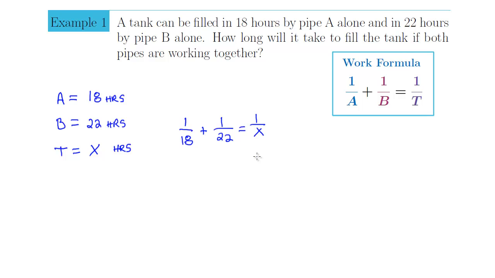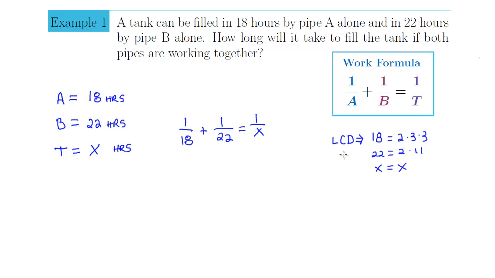Well, let's recall. The first thing we need to do is to identify our LCD. So off to the side here, let's figure out what the LCD would be for this problem. The least common denominator is the smallest number in which 18, 22, and X all divide into. So to generate our LCD, especially because these numbers are larger, I like to look at the prime factorizations for each of these. 22 is 2 times 11. 18 is 2 times 9, which we could break down as 2 times 3 times 3.